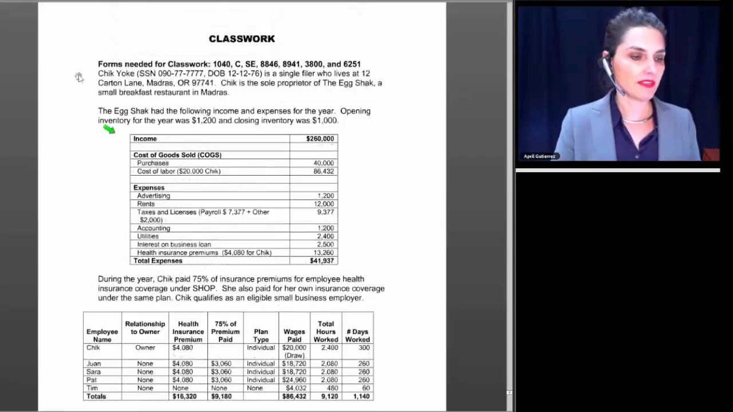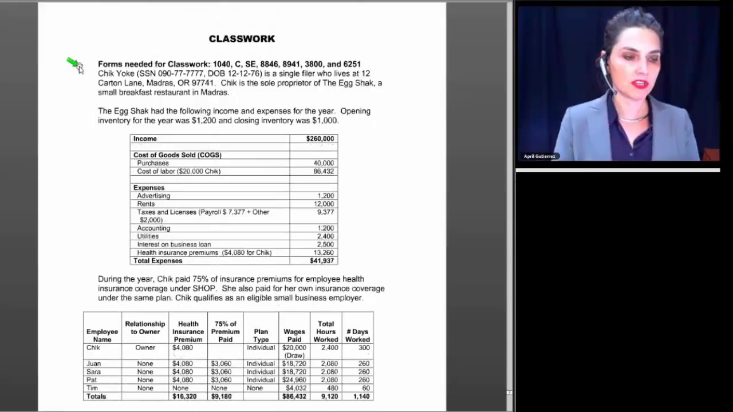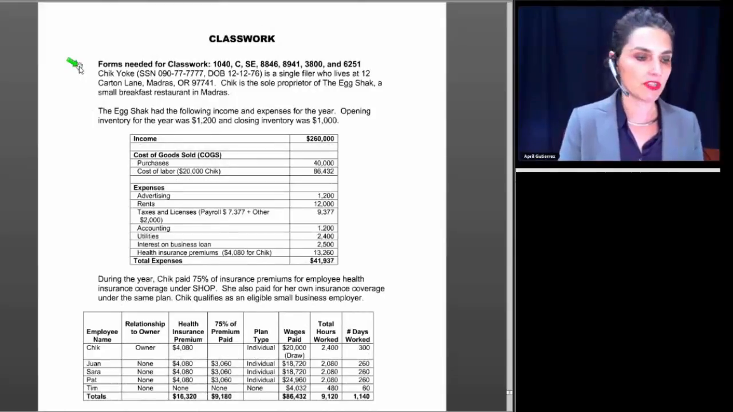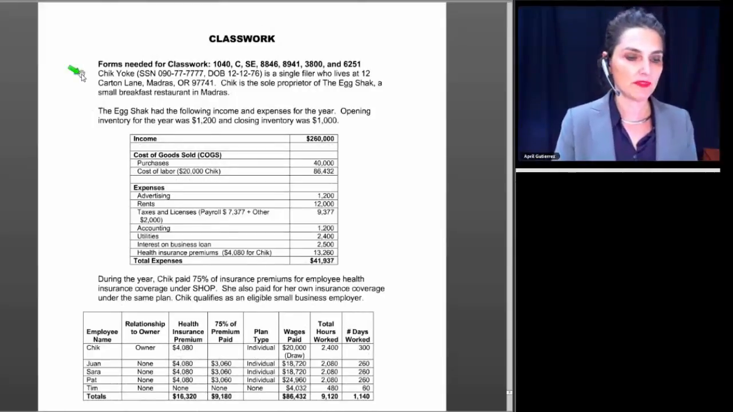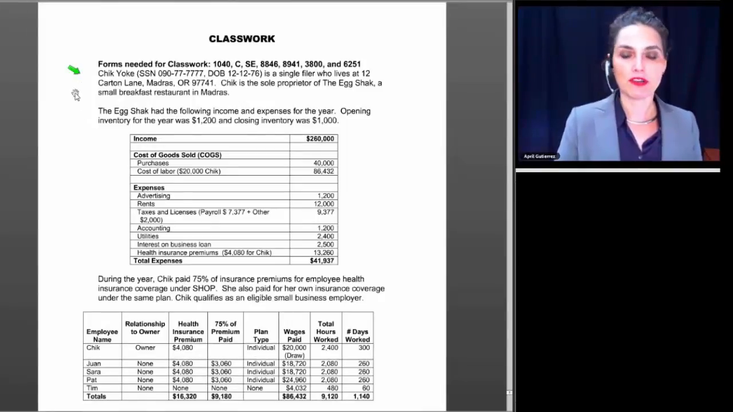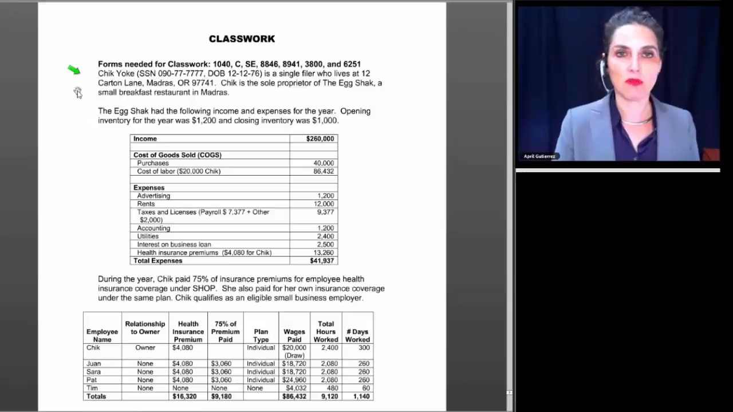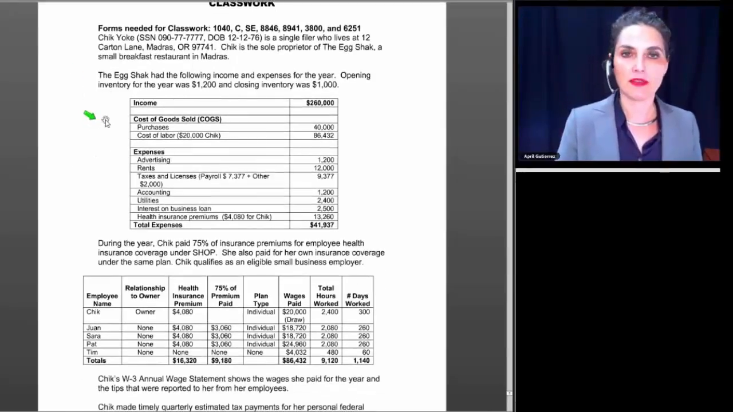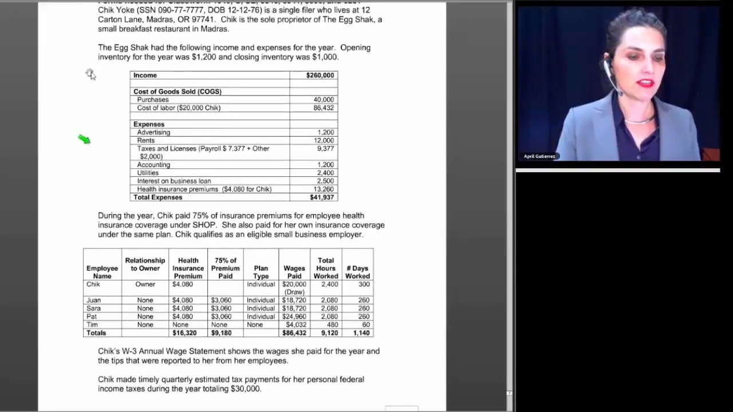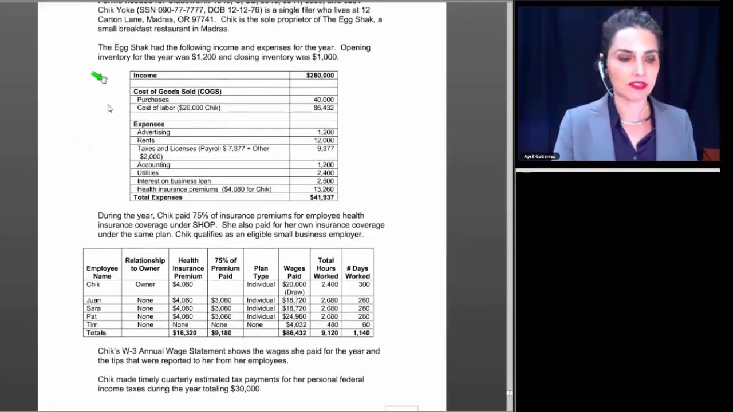And on page 77, we have some instructions relating to preparation of a tax return for a character named Chick Yoke, who is a single filer. Chick runs a sole proprietorship called the Egg Shack, which is a small breakfast restaurant in Madras, Oregon. The Egg Shack had the following income and expenses for the year, and opening inventory was $1,200 and closing inventory was $1,000. The Egg Shack had $260,000 of income.